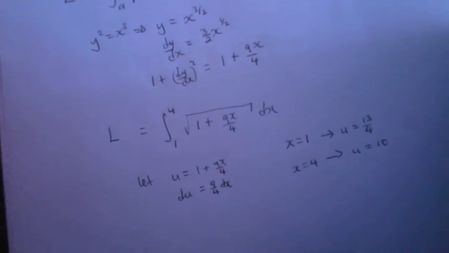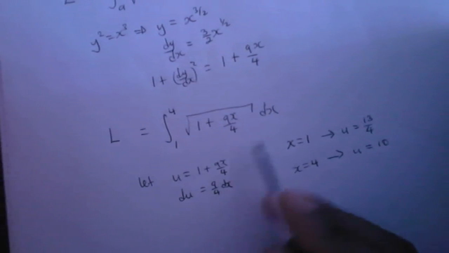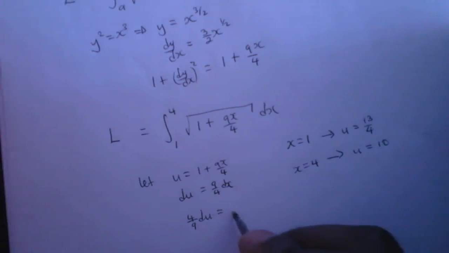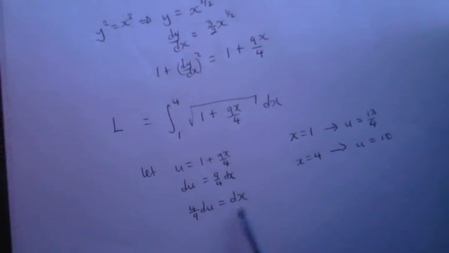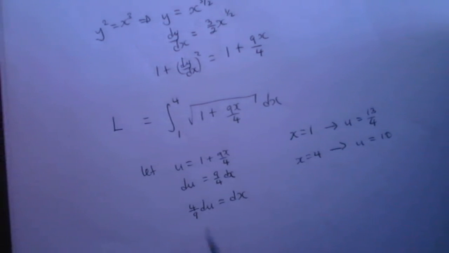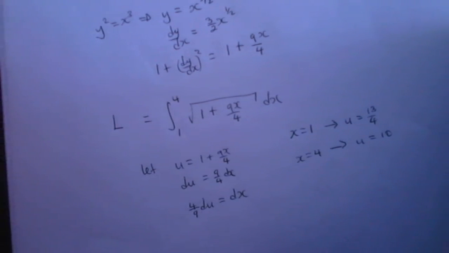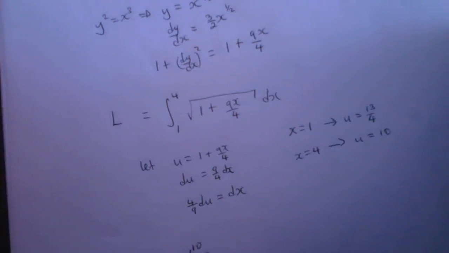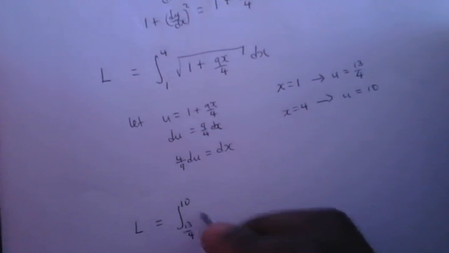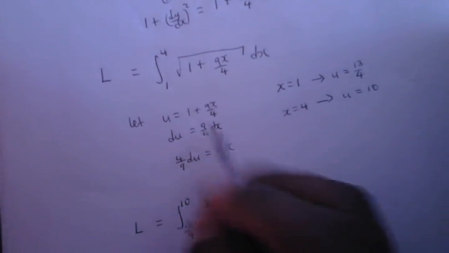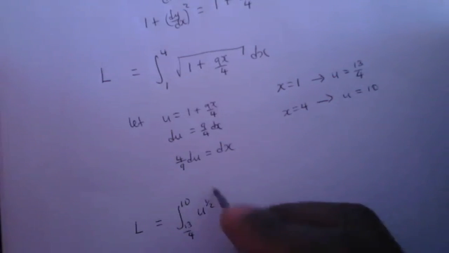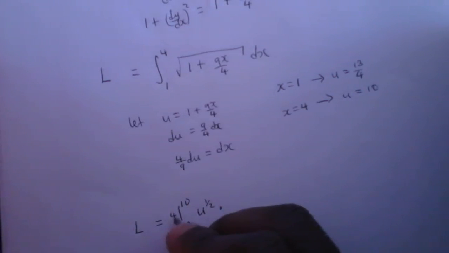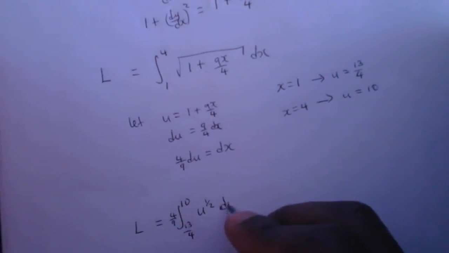Therefore, if we do the substitution, remember from here, you can just say 4 over 9 du is equal to dx. Alright. So that where we see dx, we'll just substitute 4 over 9 du. Therefore, the arc length now becomes the integral. Take note, we now have new bounds. So 13 over 4 to 10 of u to the power half. Remember, this is just square root of u. In the place of dx, we said you just put 4 over 9 du. So I'll just put the 4 over 9 outside and I'll just say du.